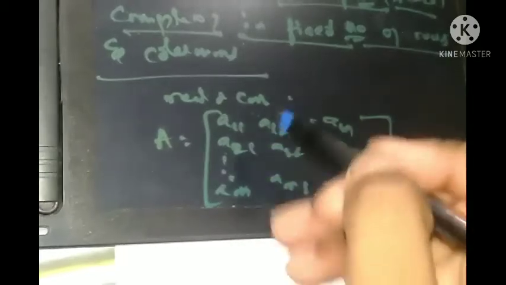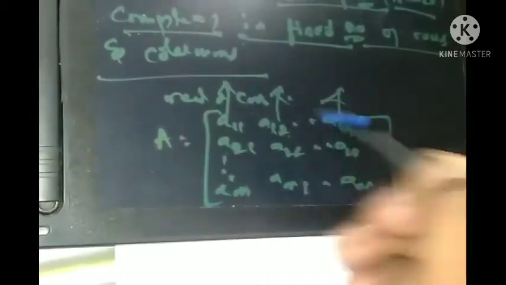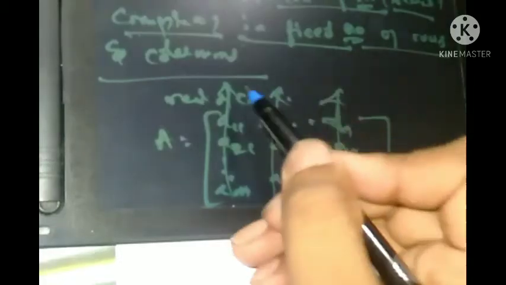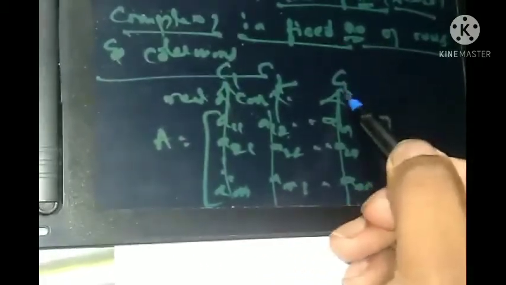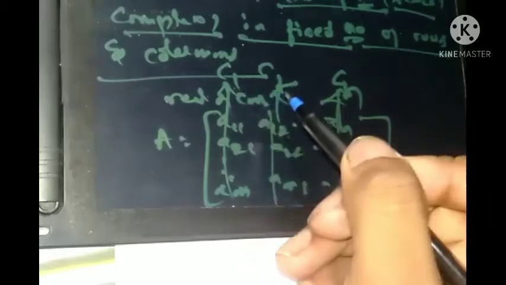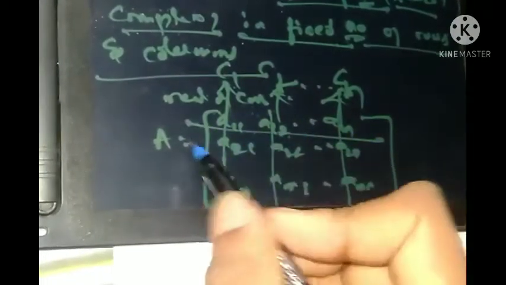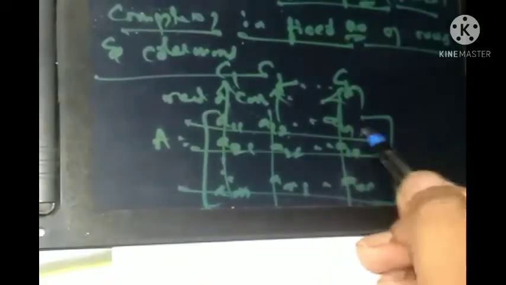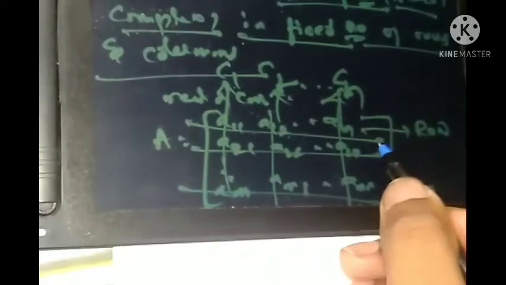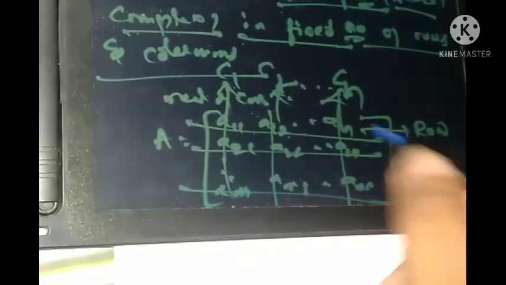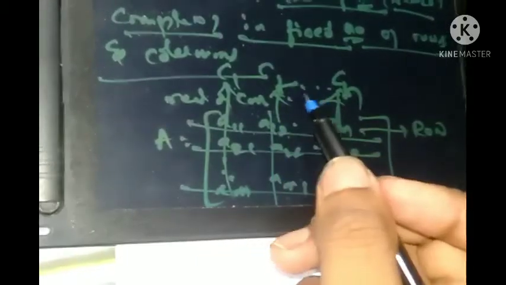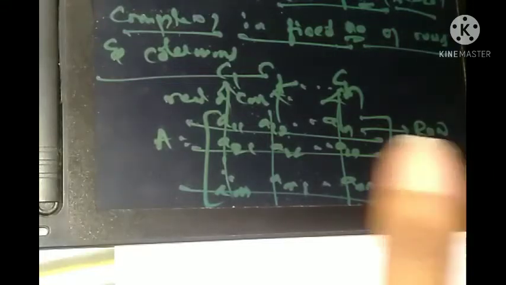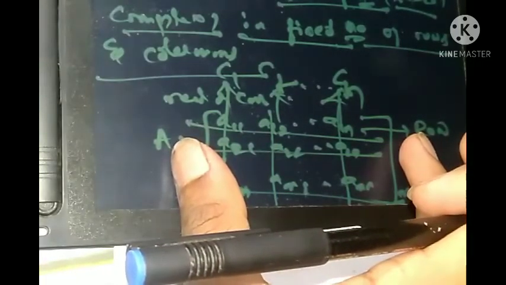Okay, and we see these vertical lines, C1, C2 and so on, Cn. These we call columns, and these horizontal lines we call rows. This is the order of the matrix. Completely, this we call a matrix.